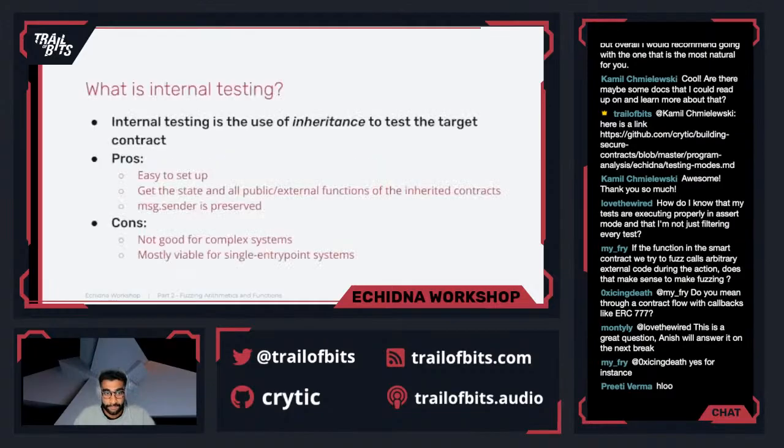So internal testing is the use of inheritance to test the target contract. This is what we did last week. We had this test token contract, which inherited the token contract. Because we inherited the token contract, we got all the public functions, all the external functions, all the state of the target system, which was the token contract. And because you inherited it, you are the target system.